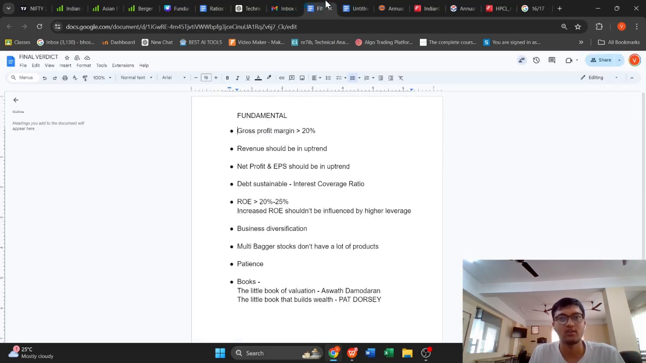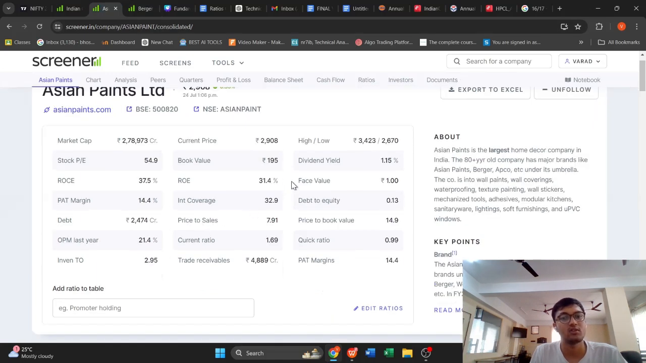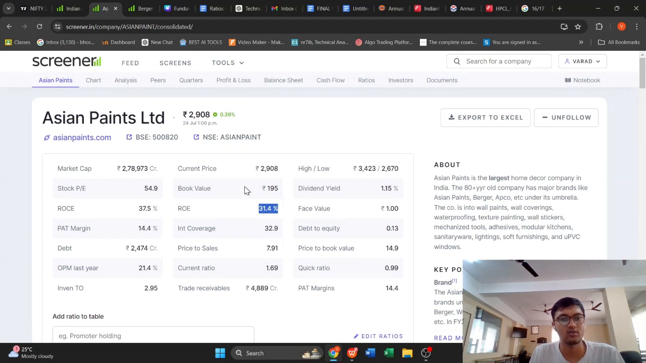Okay, and final verdict, more documents, and the ROE of the companies should be 20-25%. So what is the return on equity? Berger is having 23%, better. This one is having 30% ROE, again better. So if the company is having more than 20% ROE, better. Good to go.